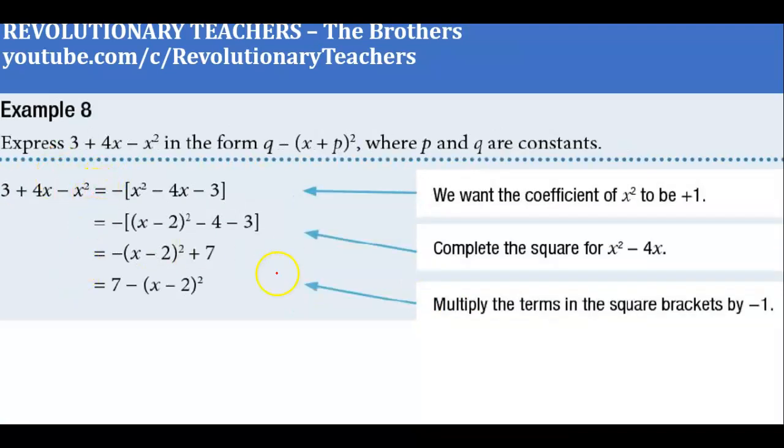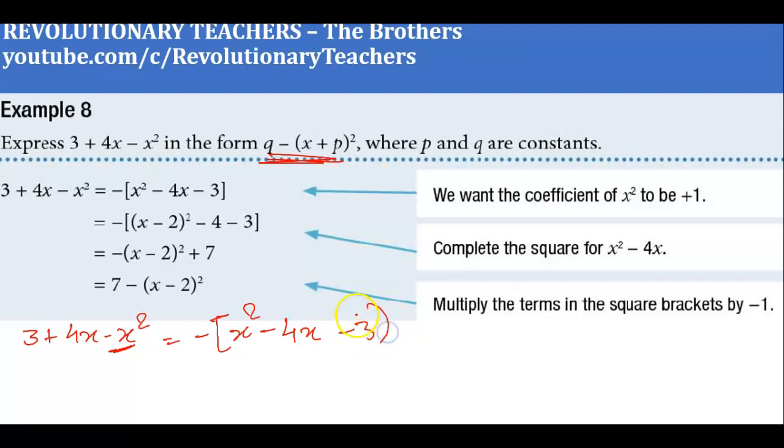Now see this equation. You're having this equation, which is not in the standard form, 3 plus 4x minus x square. You have to express it in this form, right children? So what you are going to do, take the minus sign out first of all, because the coefficient of x square should be positive 1. So you will be doing like this. Take the minus sign out, x square becomes positive, 4x becomes negative, and minus 3 as it is, right?